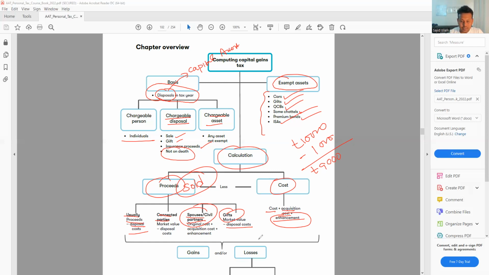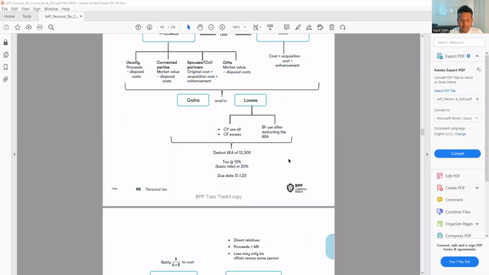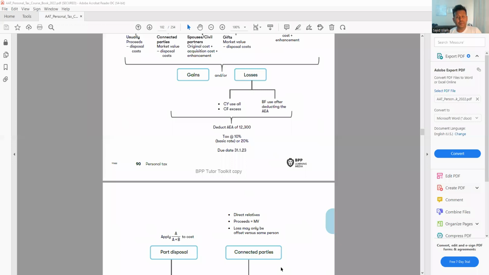Let's have a look. What else do we have? Then we have gains and losses. If we make a gain, of course, we have to pay the tax. The tax is 10% for the basic rate, and for the higher rate it is 20%. The due date is always 31st of January 23. So for the tax year 21 and 22, the due date will be 31st of January 23. When we are doing Finance Act 21 for this year, of course our capital gains tax due will be 31st of January 23. This is the exact date when we do the self-assessment or tax return for an individual.